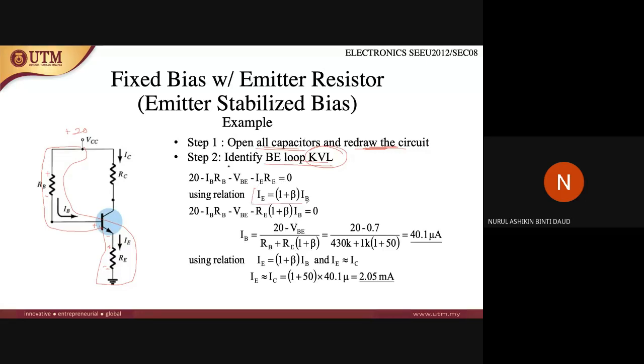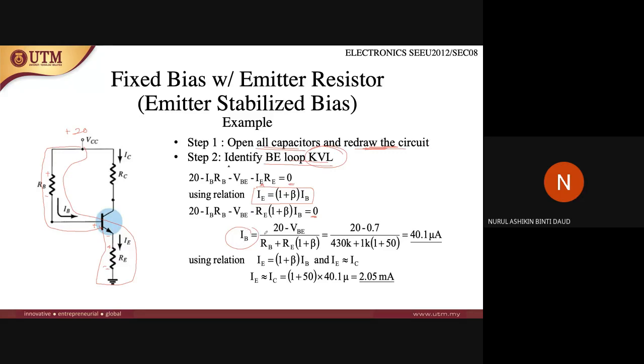We know this relation before, IE equals 1 plus beta IB. So replace this IE with this equation. You will get 20 minus IBRB minus VBE minus RE, brackets 1 plus beta IB, equals 0. Always equals 0. This is Kirchhoff voltage law. From here, rearrange the equation and make IB the subject, because you want to find IB.